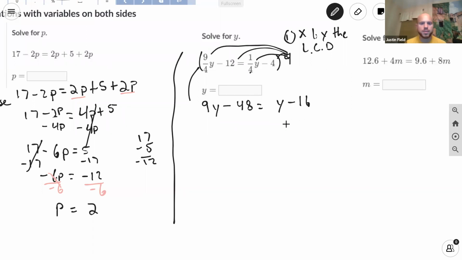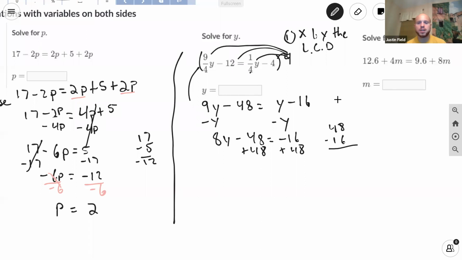All right, isolate the variable using inverse operations. So let's get the variable on the left. So I'm going to subtract y. 9y minus 1y is 8y. And now I'm going to add 48. And again, -16, positive 48. Subtract those numbers because one is positive and one is negative.